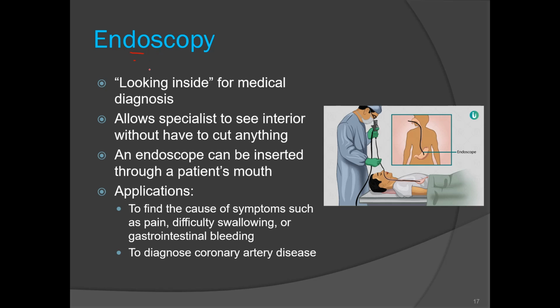So endoscopy is like looking inside for a medical diagnosis. Can you see this tube? That tube is known as an endoscope, and it is actually a flexible tube that consists of two smaller tubes. The first is a light source, which will illuminate the internal structure of the patient, and the other tube has the camera. That tube will be inserted through the nose or the mouth of a patient, and it allows the specialist to see inside without having to cut anything.